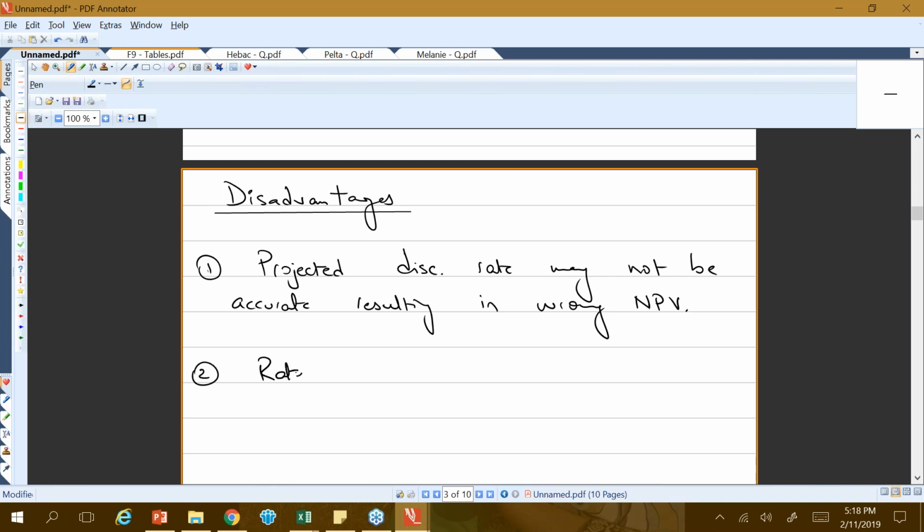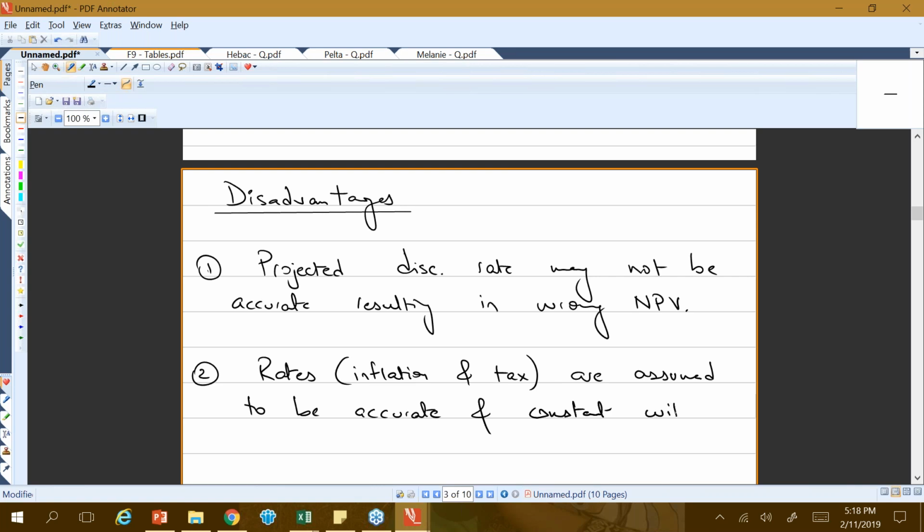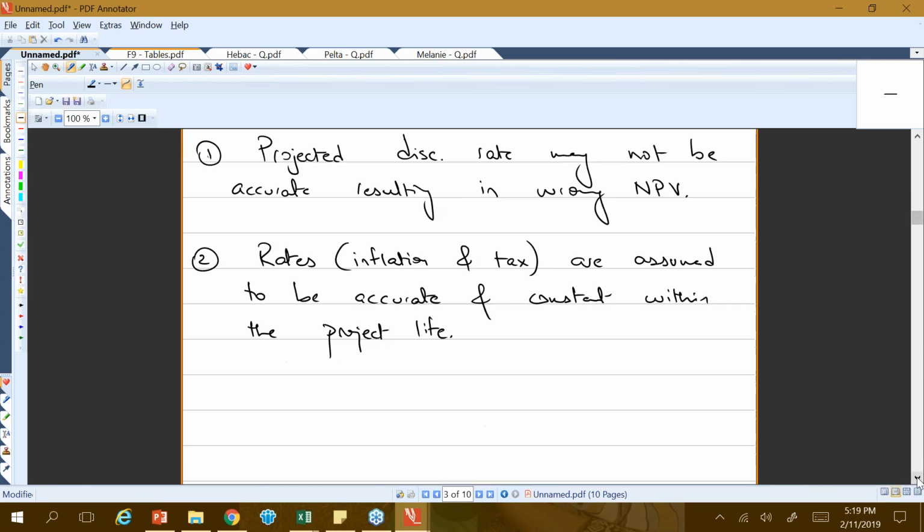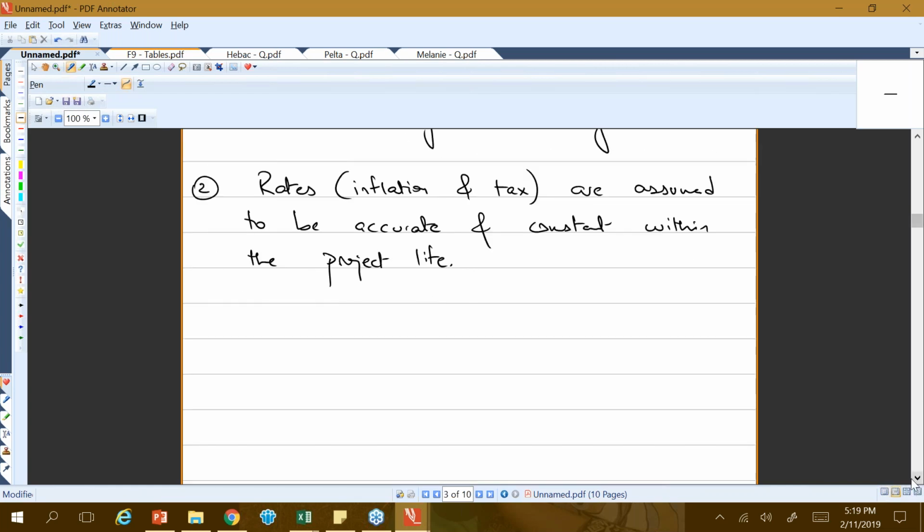Number 2, rates like inflation and tax are assumed to be accurate and constant within the project life. So this is, again, an assumption you would have seen in questions where, for example, tax rate never changes. Sometimes they say inflation will be 5% on cash flows, and then that never changes. But in reality, is that possible? Well, highly unlikely. 3, it omits non-financials completely.